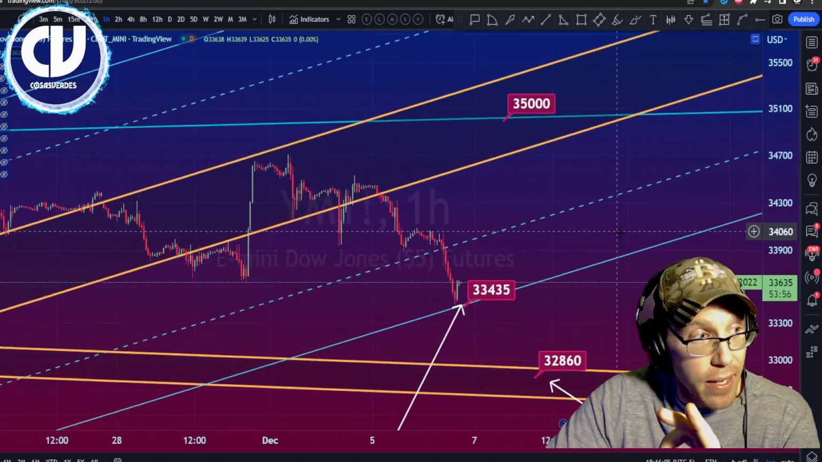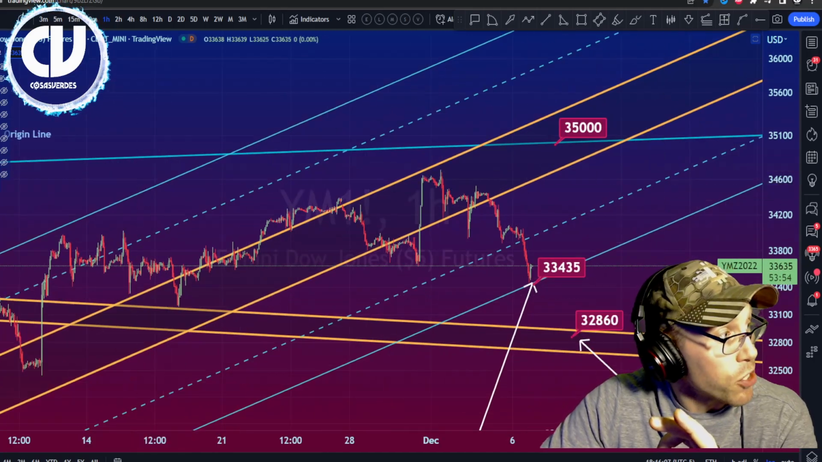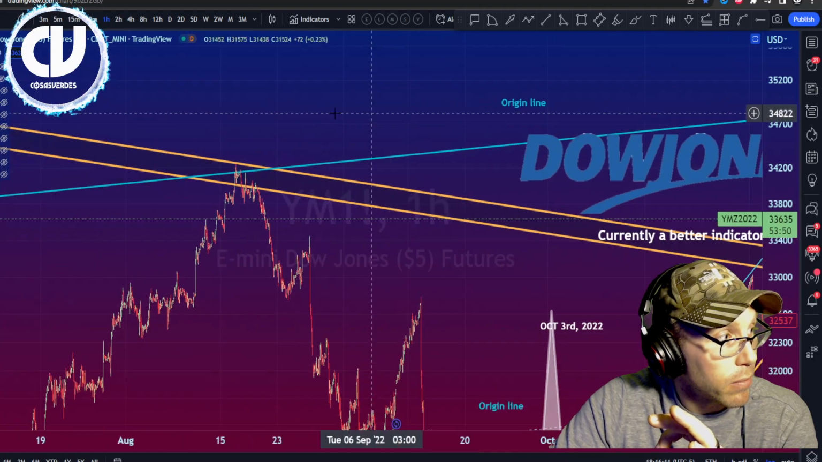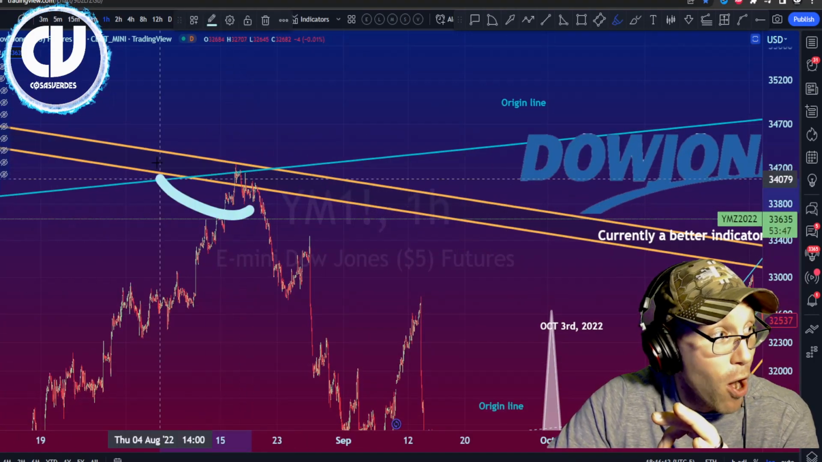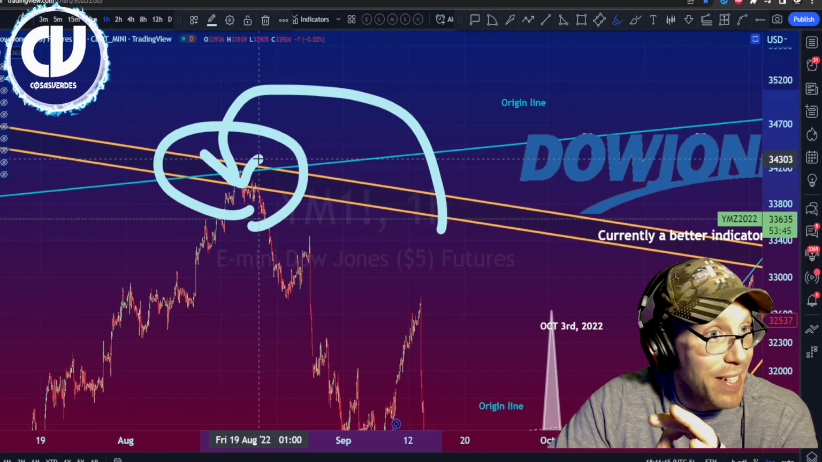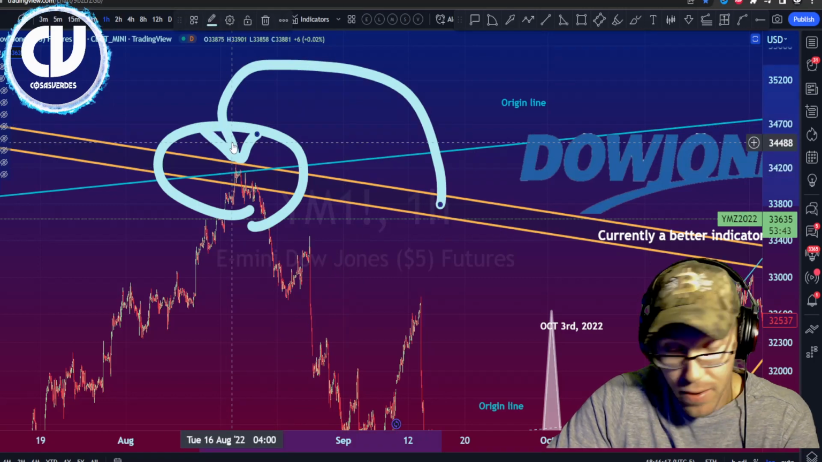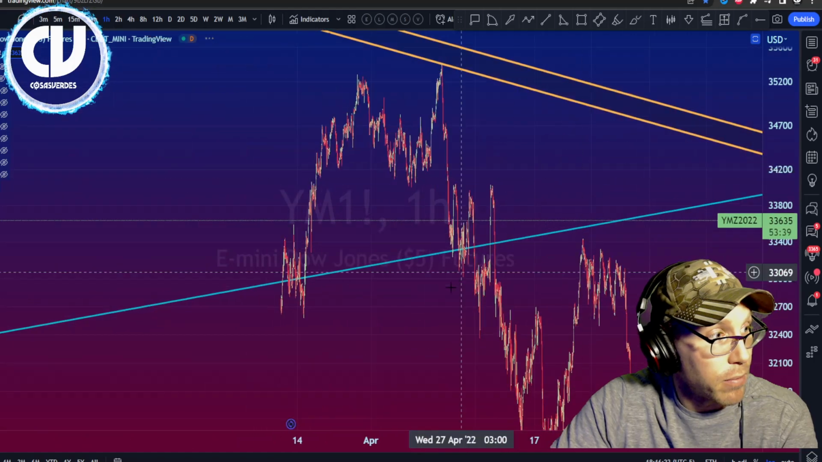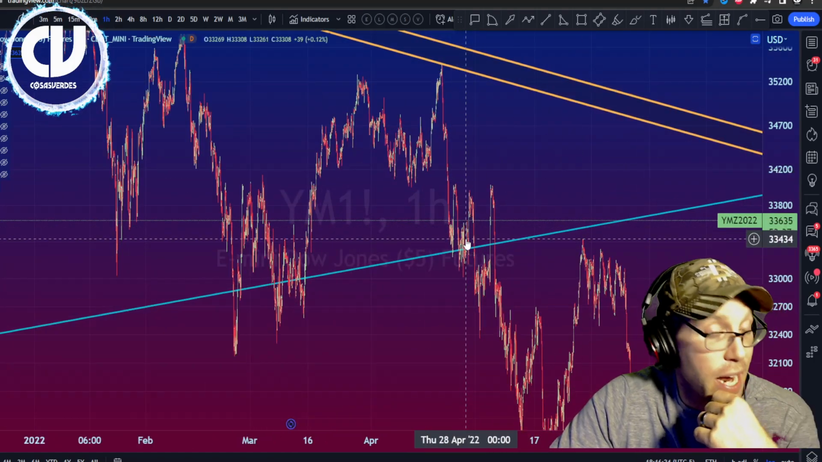With that said, this is an origin line right here. How has price interacted with it? On that same August rally, it got rejected by it. See that? How long has it been since price has been above it? Since April.